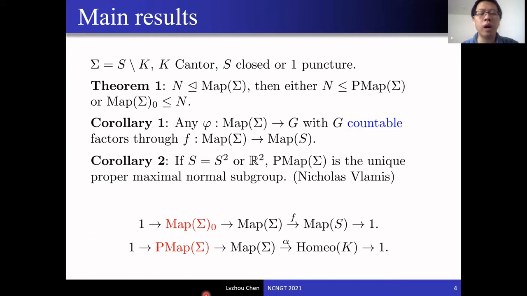In the case where the underlying surface is the sphere or the plane, the ordinary mapping class group is trivial, so the kernel is everything. So in this case, there's no non-trivial countable index normal subgroup, and the pure mapping class group is the unique proper maximal normal subgroup. This was also recently obtained by Nicolas Vlamis using a different method. And a consequence of this corollary is that the homeomorphism group of the Cantor set is a simple group, which is a classical result.